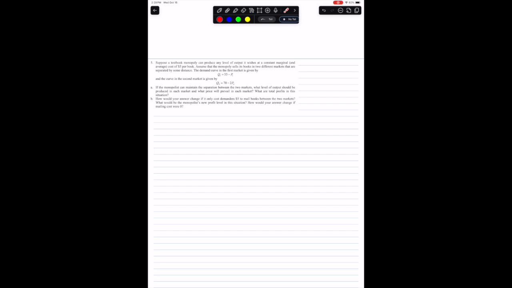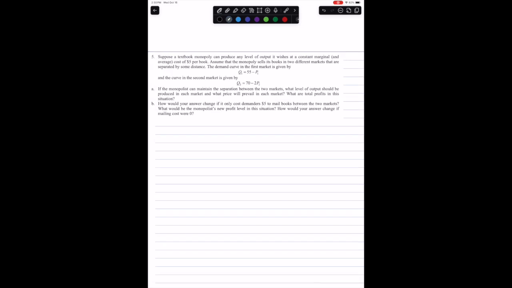The problem states, suppose a textbook monopoly can produce any level of output it wishes at a constant marginal and average cost of $5 per book. Assume that the monopoly sells its books in two different markets that are separated by some distance. The demand curve in the first market is given by Q1 is equal to 55 minus P1, and the curve in the second market is given by Q2 is equal to 70 minus 2P2.